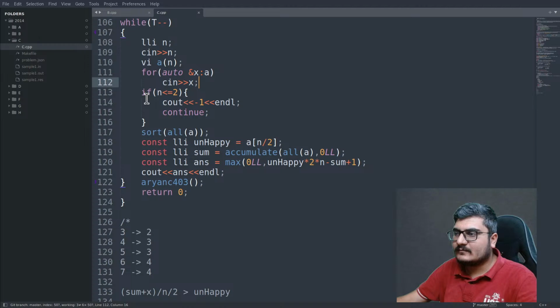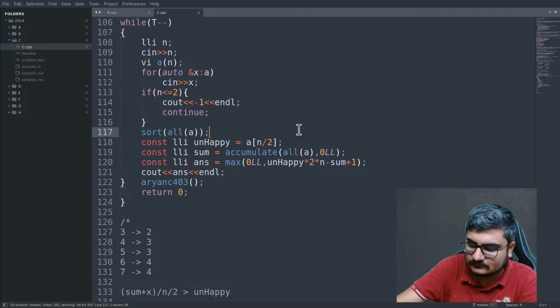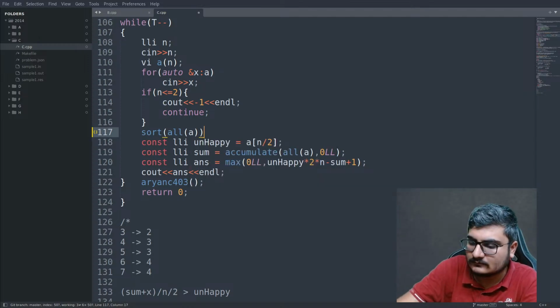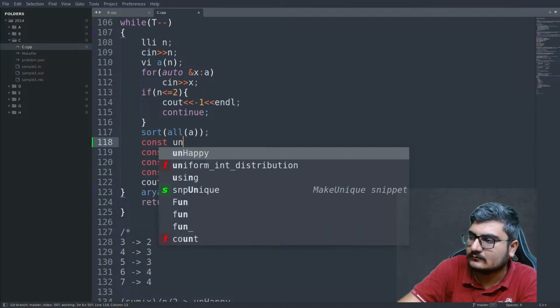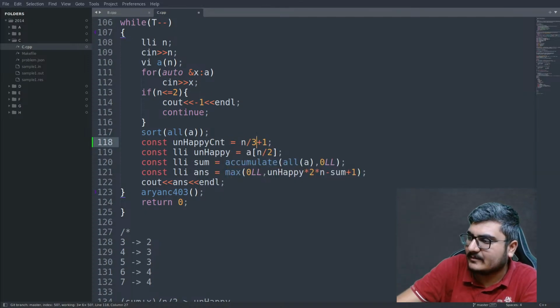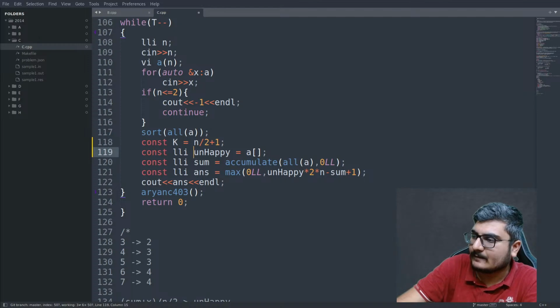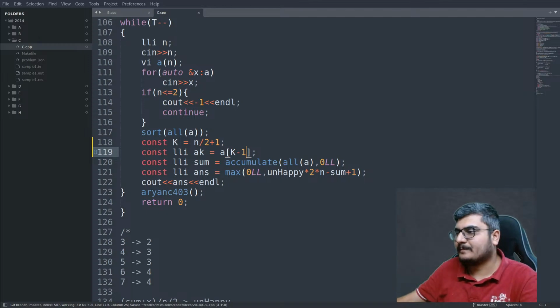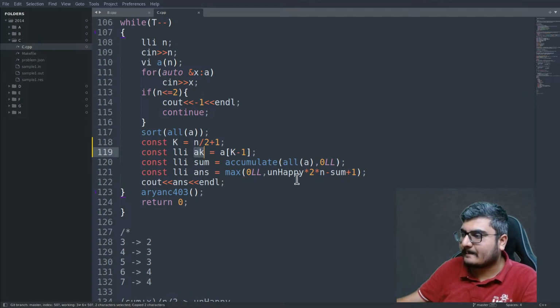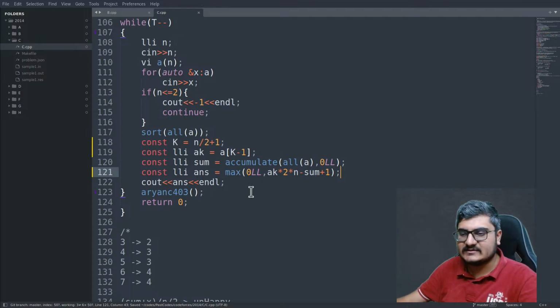Read everything. If n is less than or equal to 2, directly print -1. The unhappy count we really need is n plus 2 by 1, which ends up being our k. AK would be the kth smallest number, which is at index k minus 1. And then our sum would be AK into 2n minus sum plus 1, and whatever is the mean. Yeah, if x is less than 0, we should print 0.